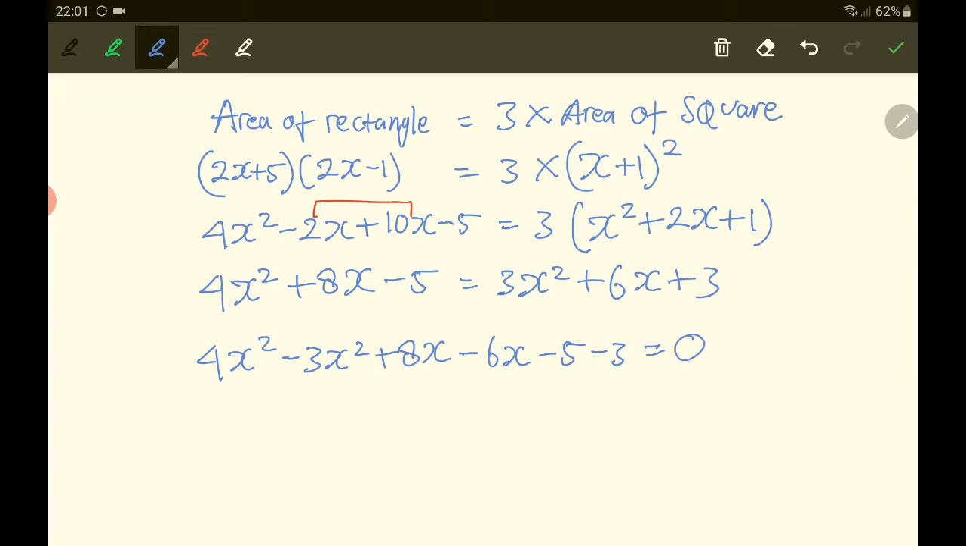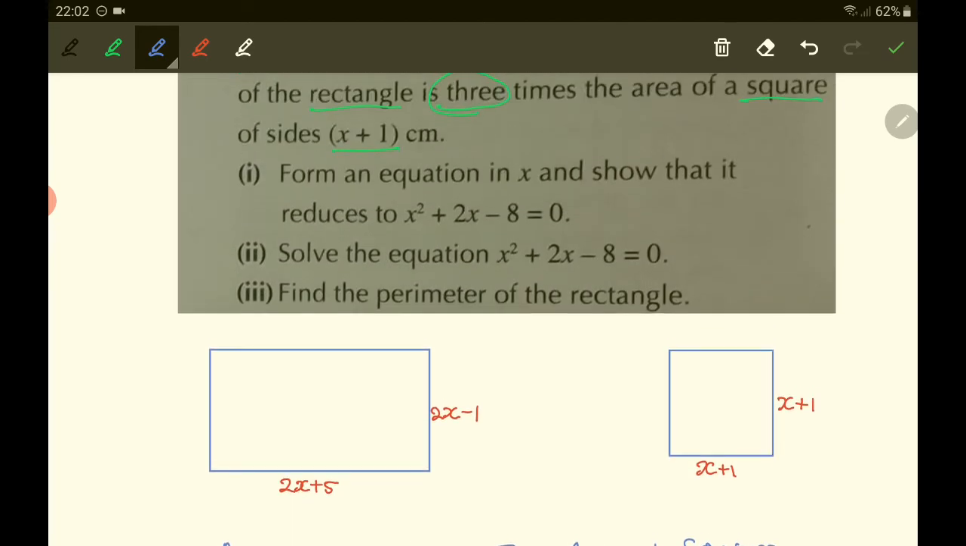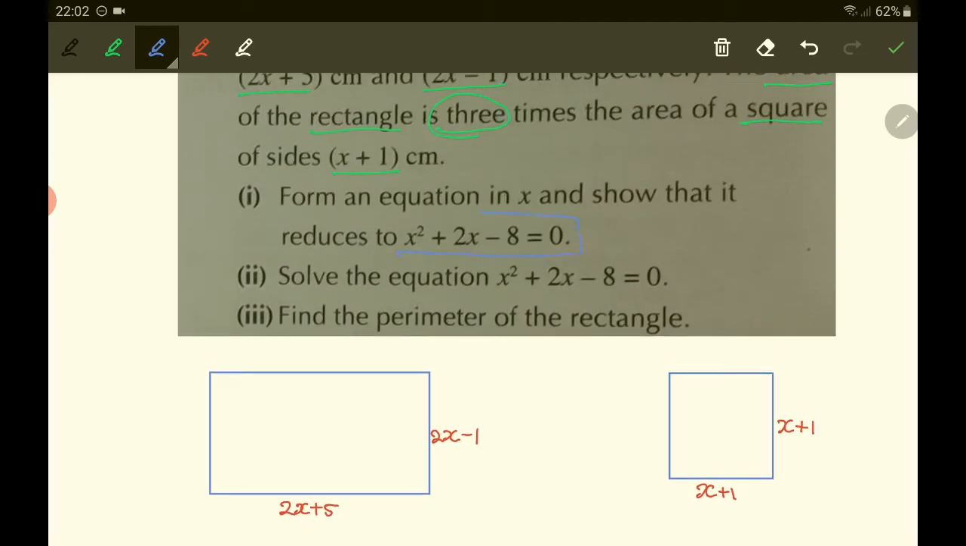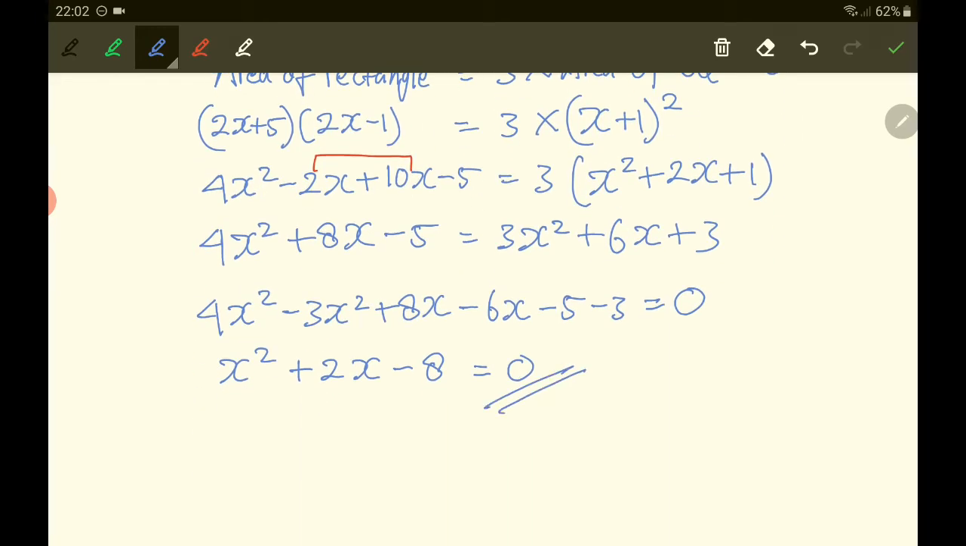So now we combine here. 4x squared minus 3x squared becomes x squared, and then 8x minus 6x becomes 2x, and then minus 5 minus 3 is minus 8, equal to 0. So now we have the equation x squared plus 2x minus 8 equal to 0, just like the question. So now it's shown.